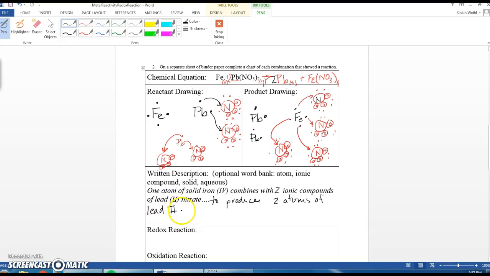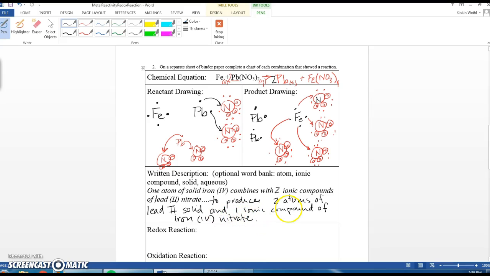2, solid, and 1 ionic compound of iron 4 nitrate.